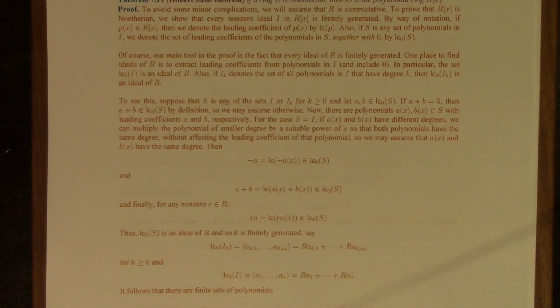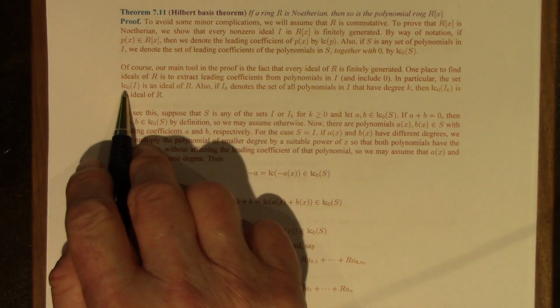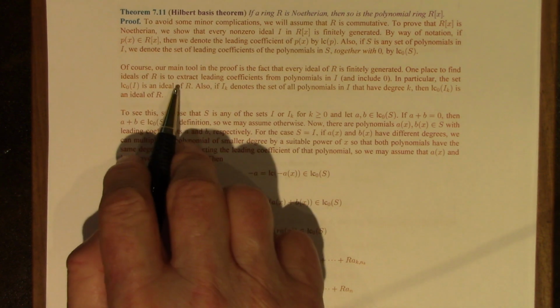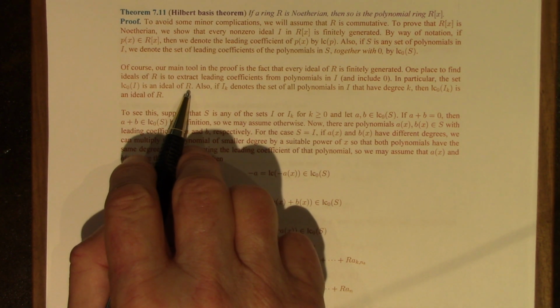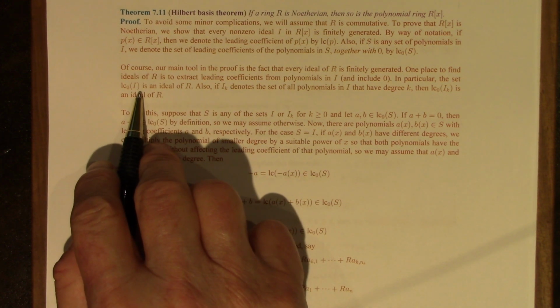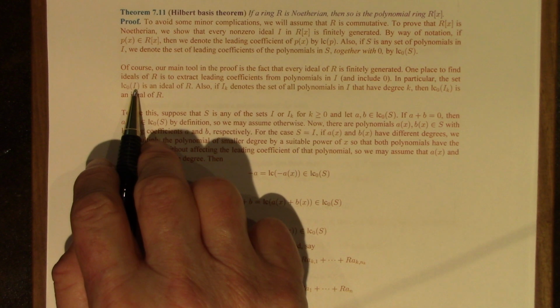Now, our main tool, of course, in this proof is the fact that every ideal of R is finitely generated. That's our only tool, in a way. One place to find ideals of R is to extract leading coefficients from some or all of the polynomials in I, and then we have to toss in 0. In particular, the set LC naught of I is an ideal of R. So that's the set of all leading coefficients of all the polynomials in I.